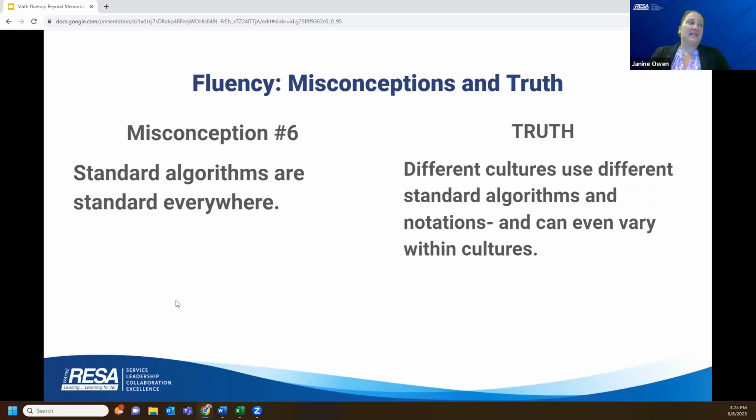The sixth misconception is that standard algorithms are standard everywhere. So we sometimes think students need to know the standard algorithm because that's the way it is in the whole world. But the truth is that different cultures use different standard algorithms and different notations, and even within a culture, they might vary with how they notate math.